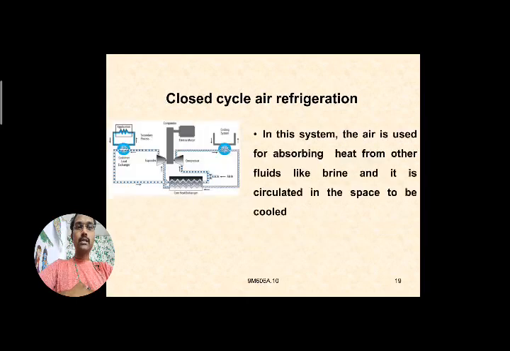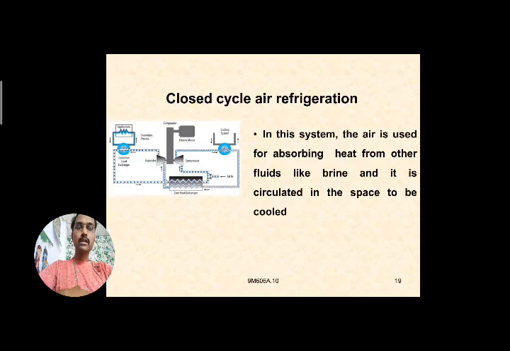Right. In this system, air is used for absorbing heat from other fluids like brine, and it is circulated in the space to be cooled. So here it will absorb the heat from the brine. The brine solution will keep very low temperatures within the space for a longer time. Primarily, the air will absorb more heat from a fluid like brine, and that solution is circulated in the space to be cooled.